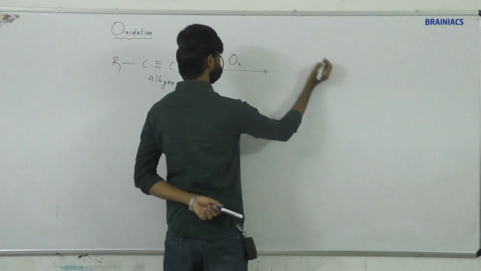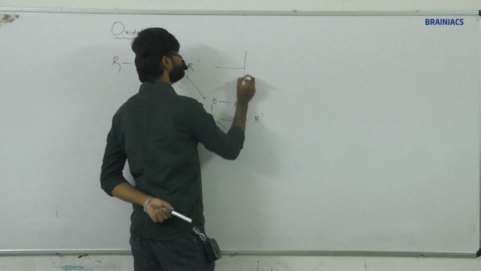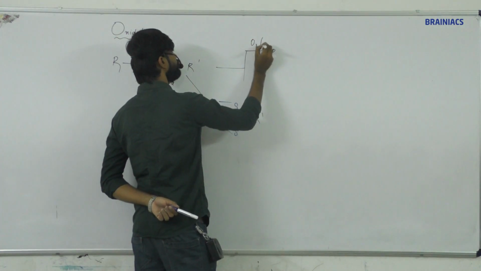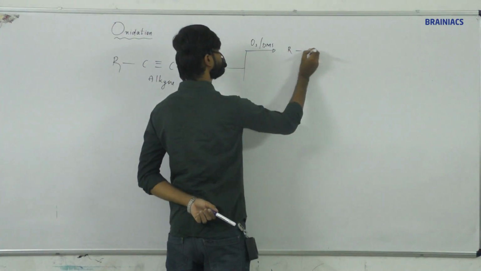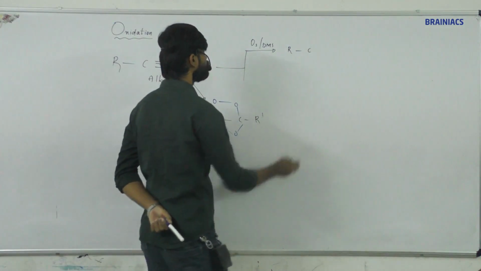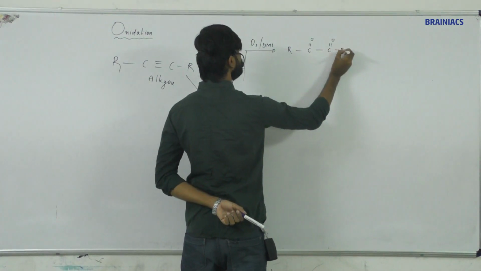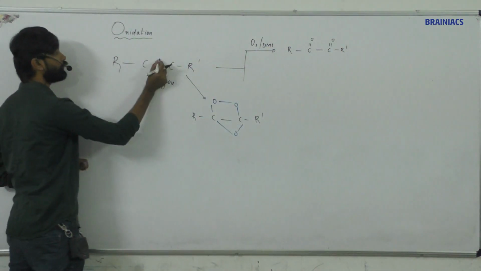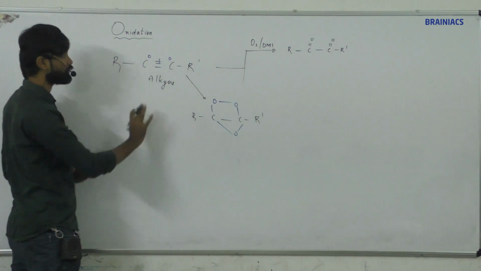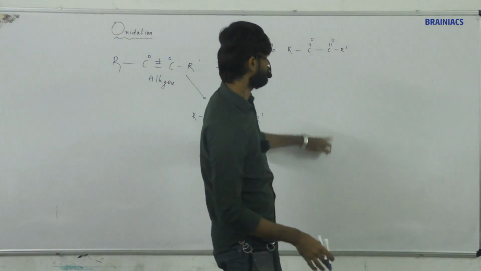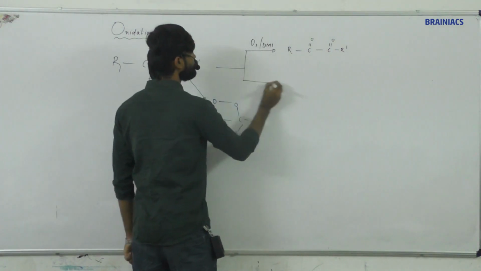If it is a reductive ozonolysis, the reaction is O3 in DMS. Your product will be RC double bond O, single bond C double bond O R'. Like your alkene, you simply cleave the two bonds and add two oxygens. Ready? This is exactly what we did in alkene. So you obtain a dicarbonyl compound.